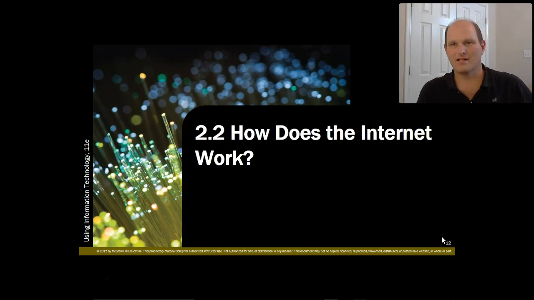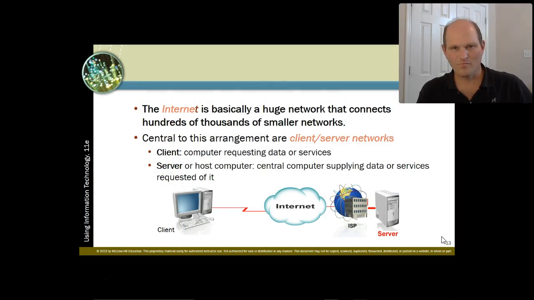So how does the internet work? Well, the internet is basically just a huge network that connects hundreds of thousands of smaller networks. It's central to the arrangement of the client-server network, where the client is just the computer that's requesting the data. We're typically the client, by the way. And the server or host computer is just the computer supplying the data or information.